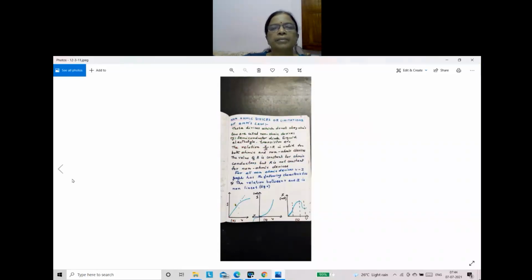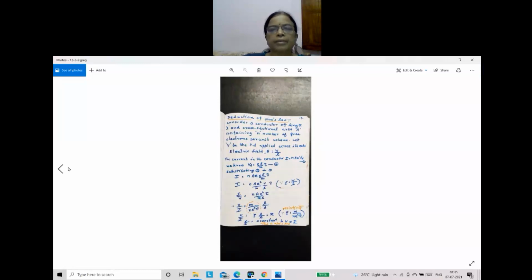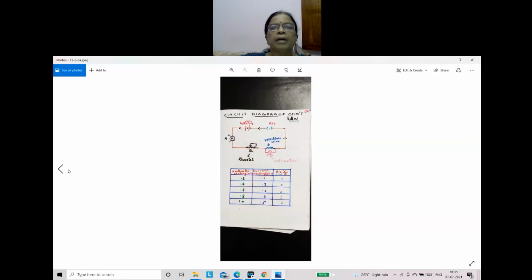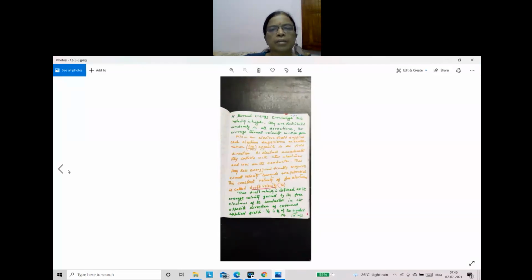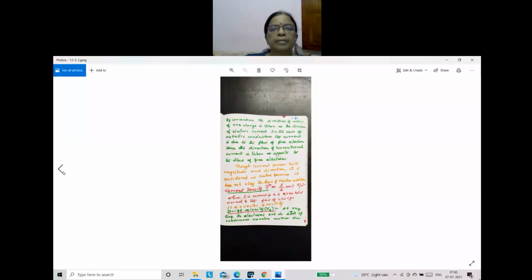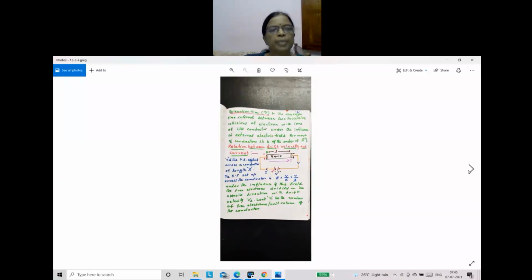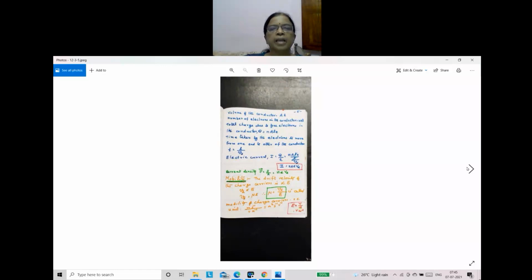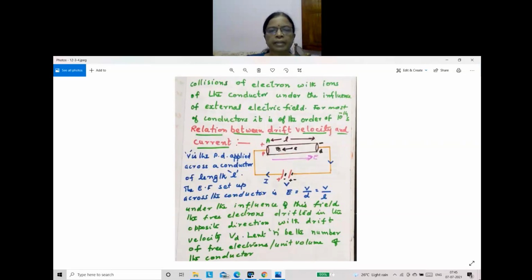Teacher, the relation between drift velocity and current in a mole, was that there? Okay, let me see. Relation between. This is drift velocity. Here it is given. Where is it? I am not able to see. Teacher, is that the topic about the relation between drift velocity and current? This page. Wait, yes ma'am. But that expression I haven't written, I think.